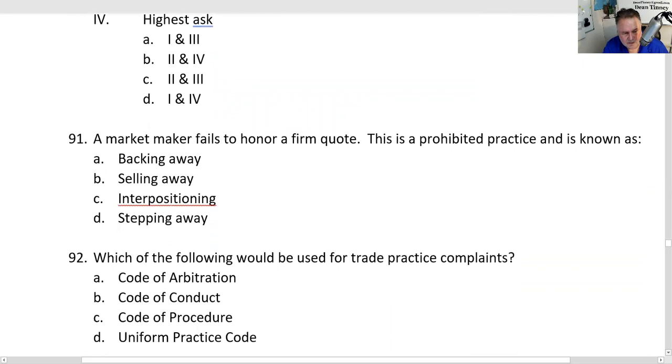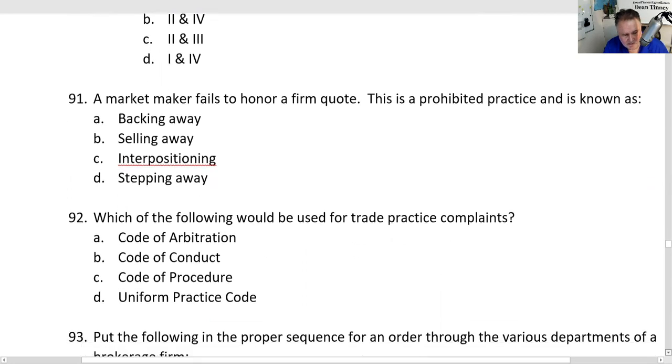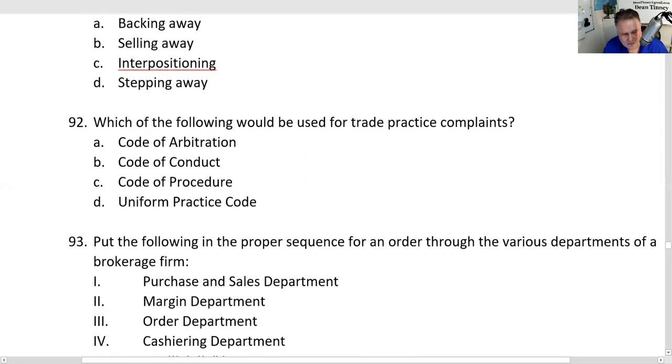91 is very much a test question. That is very much a test question. A market maker fails to honor a firm quote. That's a prohibited practice and is known as, and you got to come up with backing away. That's very testable. I said, what are you going to do about it? You say, do you know the code of procedure? The answer there is C.